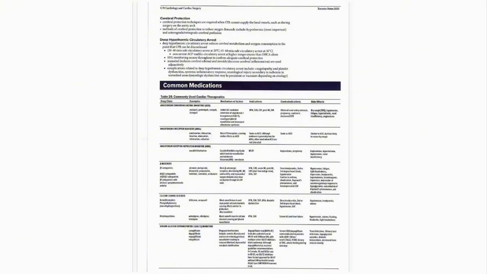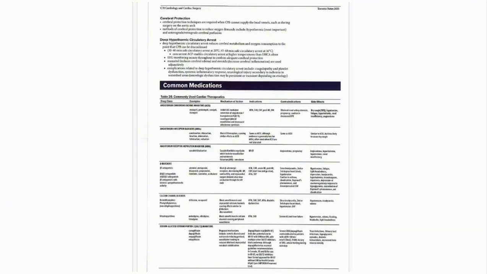Beta blockers. Examples include atenolol, metoprolol, bisoprolol, propranolol, labetalol, carvedilol, and acebutolol. Beta blockers reduce heart rate, blood pressure, myocardial contractility, and myocardial oxygen demand. They also slow conduction through the atrioventricular node.